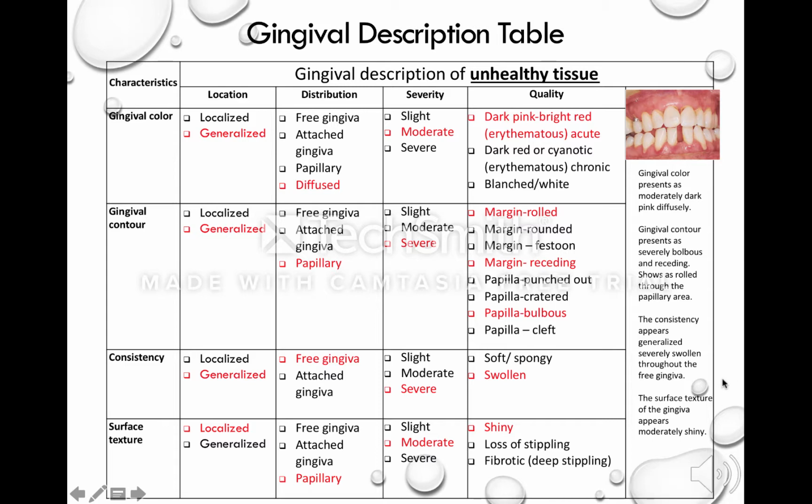Robert's gingiva presents as dark pink in some areas and bright pink in a few areas. This is a moderate severity and the distribution is diffuse. The contour is rolled and receding. The papilla is bulbous. It is very severely bulbous and receding. The consistency is very severely swollen up to the free gingiva, and the surface texture is moderately shiny.